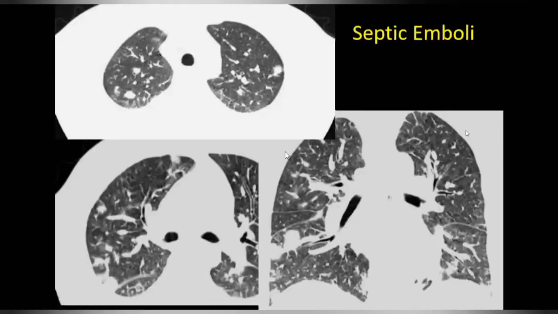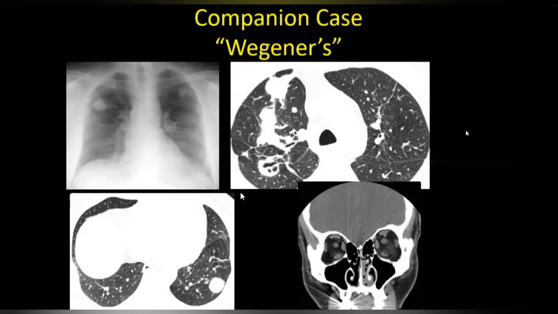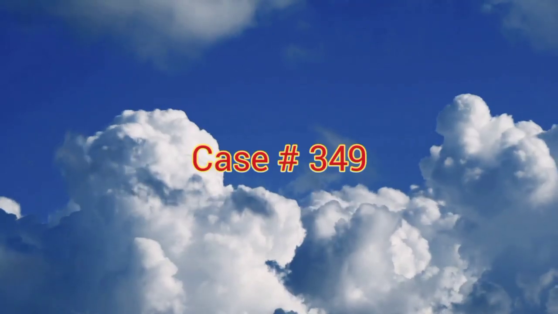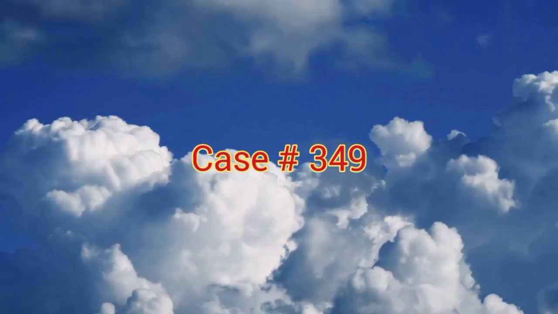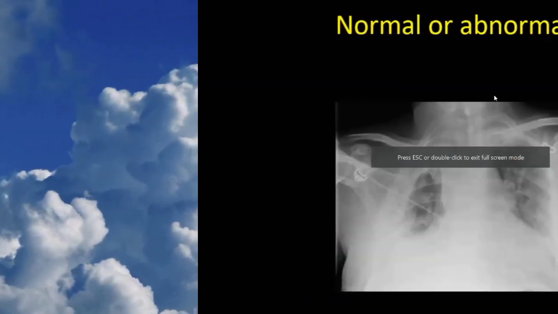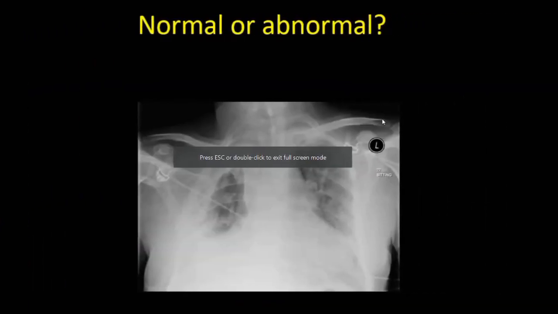So this is a case of septic emboli, with multiple nodules. Up to 50% of them cavitate, and the patient was septic. And this is the case of somebody with rhinitis and multiple lung nodules, some of them cavitating, and the patient has renal problems. So this was a case of Wegener granulomatosis. I will tell you, this patient had a right pneumonectomy.